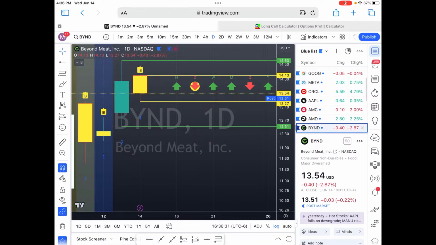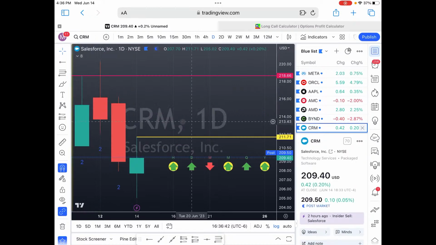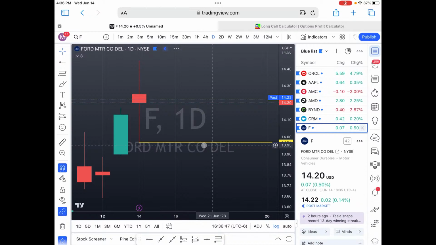Okay? So we move on to Beyond. Beyond, inside bar. Again, consolidating candle, doesn't break the high or low. We're going to look for this. Triggers at 14.13, puts at 13.27. We move to CRM, 2 down green. We can look for those calls at 211.71.